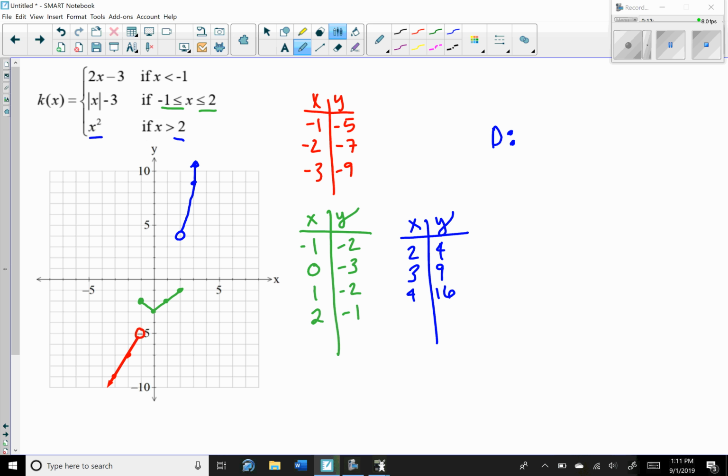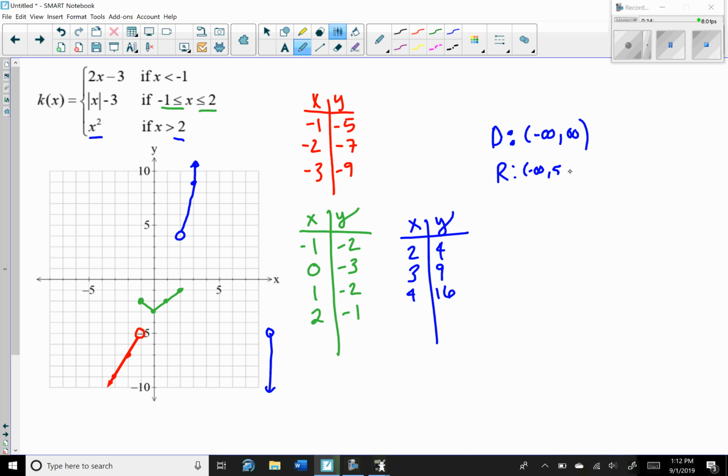The domain, so if you look at your x values, we have x values less than -1, and then we have from -1 to 2, and since these are closed circles, it takes care of -1 and 2, and then 2 to infinity, so we end up taking care of all of our x values, so -infinity to infinity is our domain. And then for the range values, we have -infinity to 5 with an open circle.